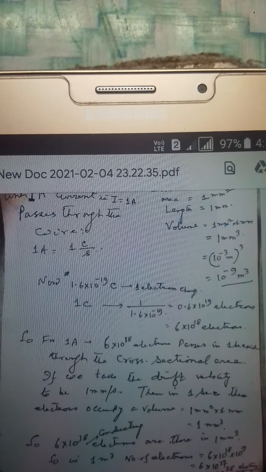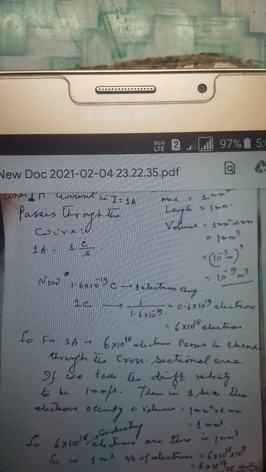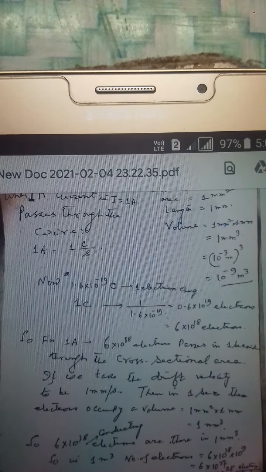Students, I have told you that the main object of electronic technology is to control the flow of electrons, that is, the number of electrons, and putting them into useful purposes. So first we have to gather some idea about the estimate of the number of electrons in some devices, say conductors, semiconductors, all these things. So first I talk about conductors.